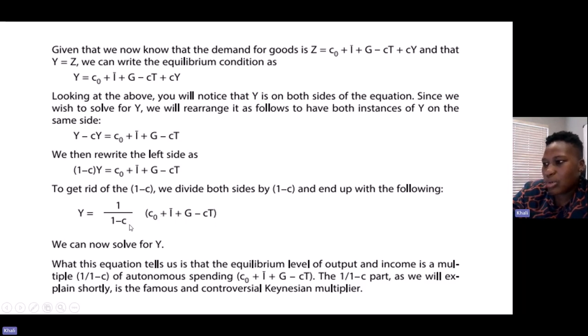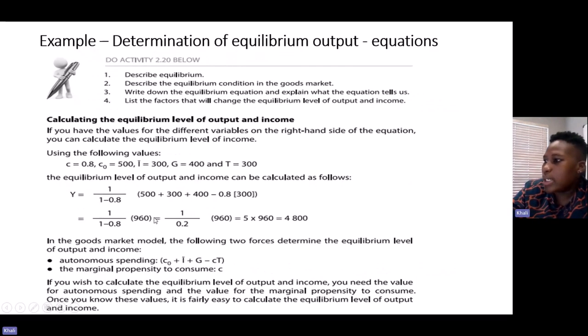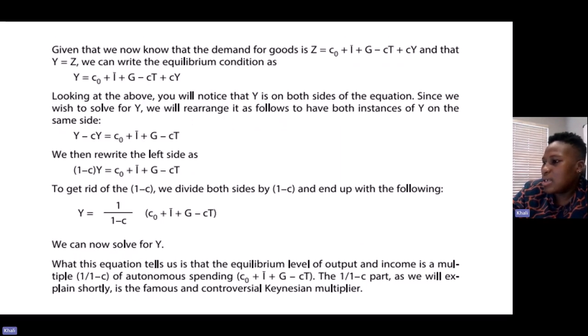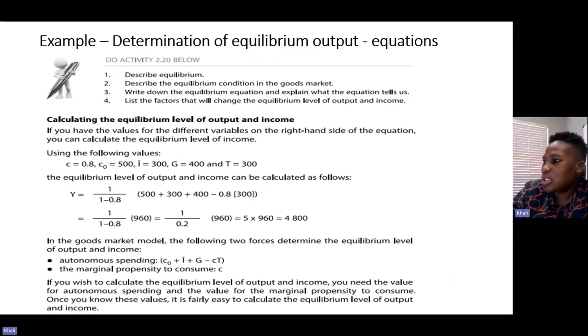So C is 0.8 in our example. C0 is 500. I is 300. G is 400. And T is 300. And C is 0.8. So we do the math. If you start with what's in the brackets: 500 plus 300 plus 400 minus 0.8 of 300.